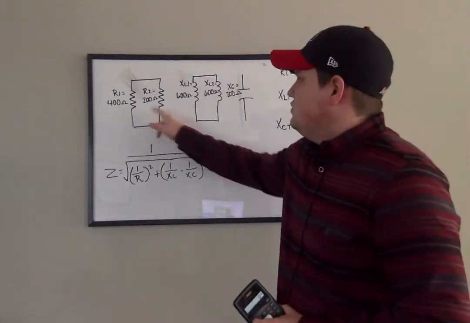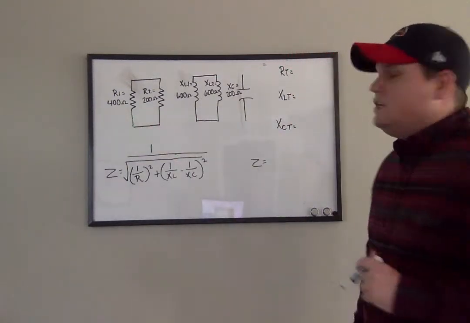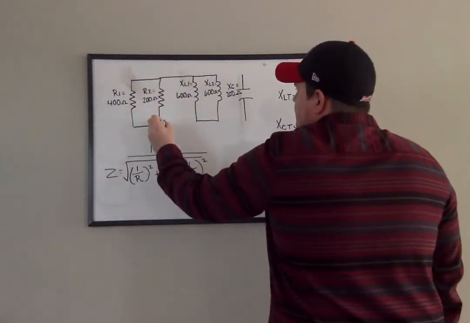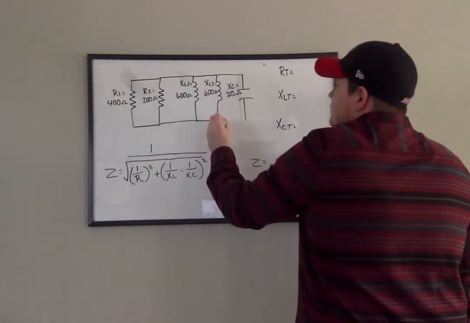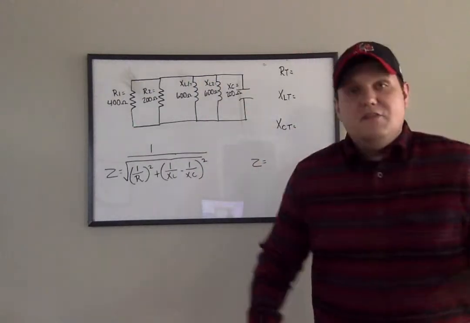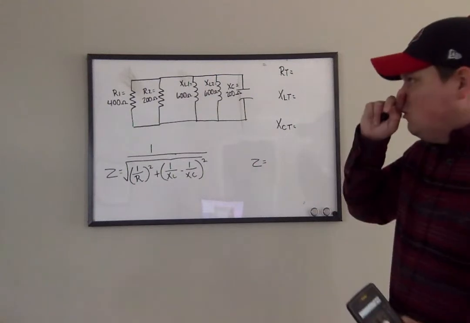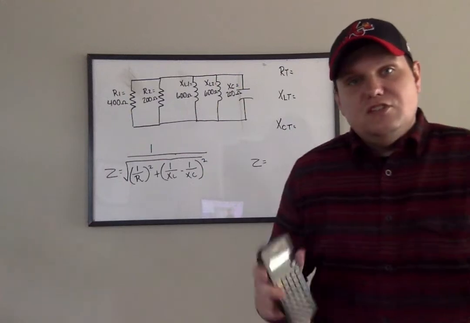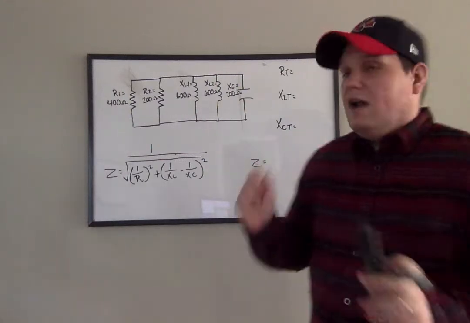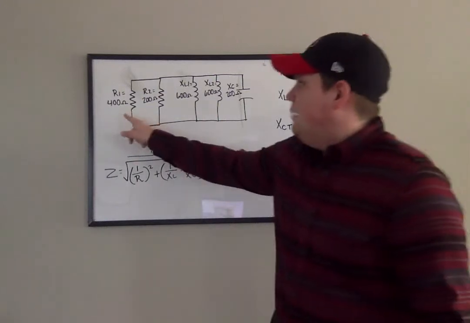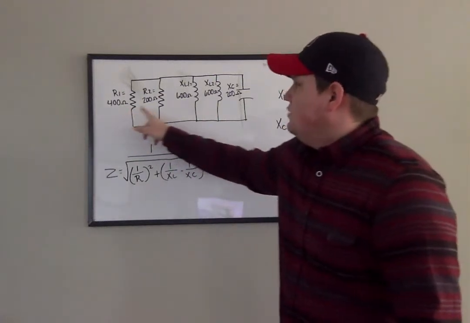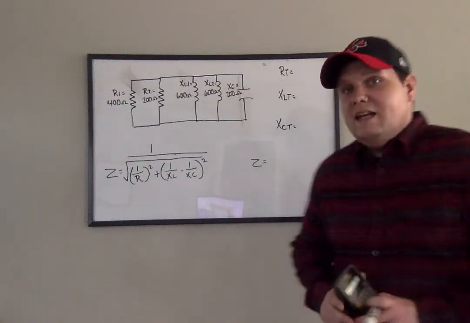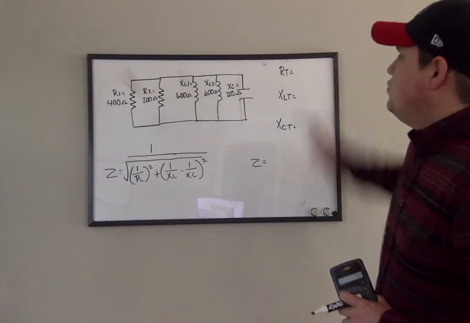I have 2 resistors that are in parallel with each other. So what I'm going to do is I'm going to go ahead and connect these. So now I have an RLC parallel circuit. So what I want to do is I want to break each one down and solve it individually. So what I'm going to do first is look at my 2 resistors. Okay, I have 2 resistors that are in parallel with each other.